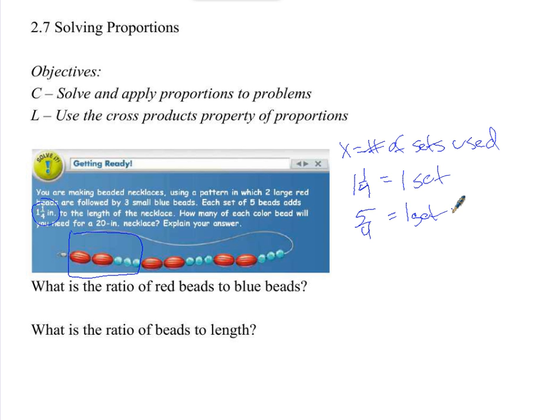And X is the number of sets that I'm using. And I want my total length to be 20 inches. So if I multiply 5/4 of an inch times the number of sets that I use, I get my overall length, which I want to be 20 inches. So there's your equation. How can I solve for X?